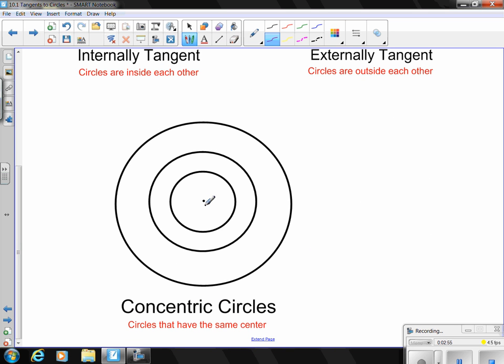Circles that share the same center, okay? Circles that have the same center are what we call concentric circles. Like the Target logo is made up of concentric circles.